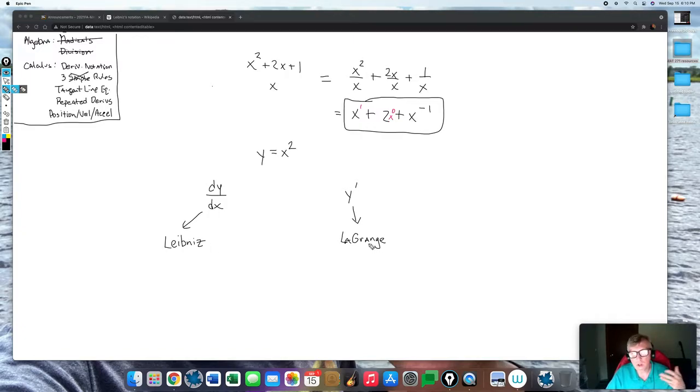Lagrange came a little bit later, 1600s, early 1700s. But these are the notations that have survived to this day in calculus. And both of these say the derivative of x squared with respect to x is 2x. And I'm going to show you why that happens.